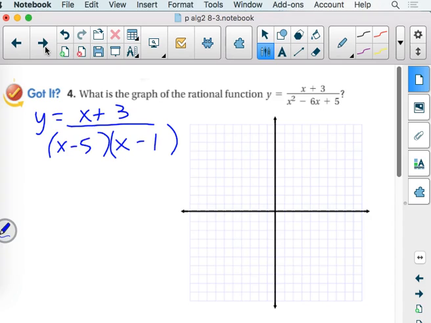Okay, so let's start in the bottom again. Well, the first thing I'd check for is holes. Is that going to cancel? No holes. But that means we're going to have some vertical asymptotes. Where are they? 5 and 1.